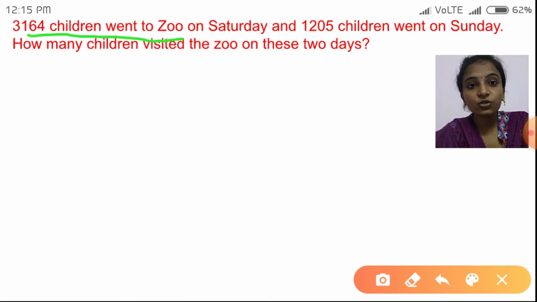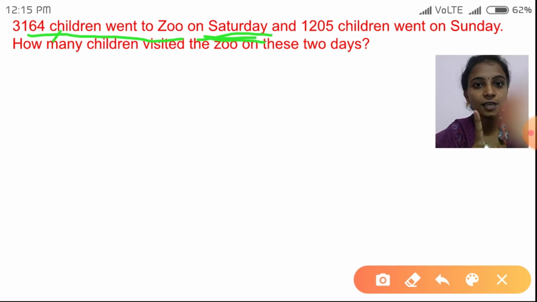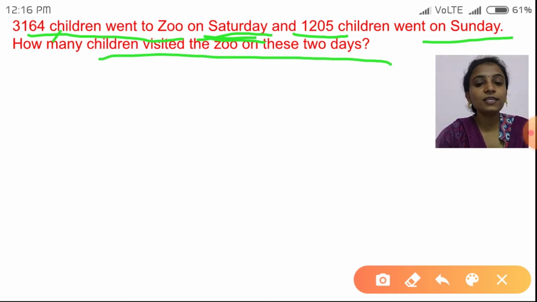So, how many children went to the zoo on Saturday? On Saturday, 3,164 children went to the zoo. Only on Saturday, 3,164 children went. The children are very interested to see the animals, birds and different kinds of snakes, lion, tiger. You all are very interested, no? So they went there. And 1,205 children went on Sunday. So how many children visited the zoo in these 2 days?